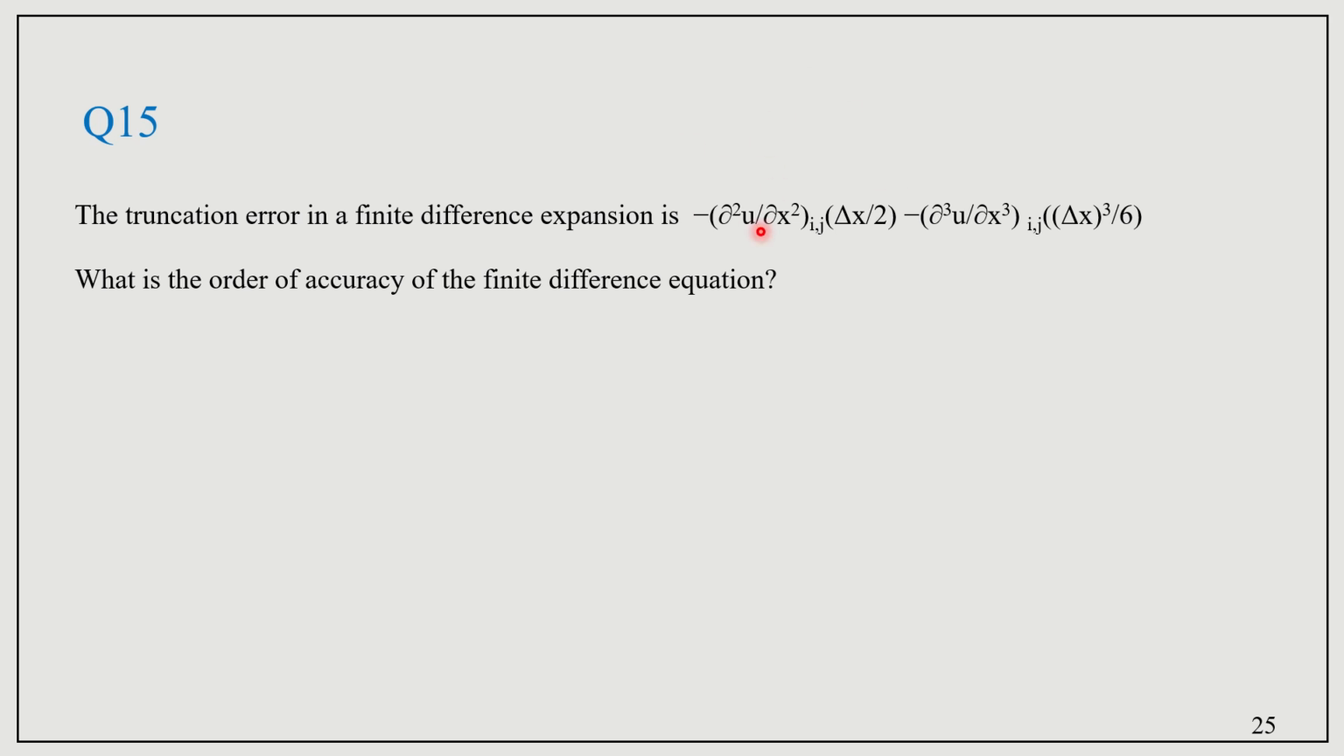So the power of Δx is what determines the order of accuracy, and the power raised to that is 1. That is, Δx to the power 1 is there. So the answer is actually 1. We'll see the options: option A 1, option B 2, option C minus 2, option D minus 1.